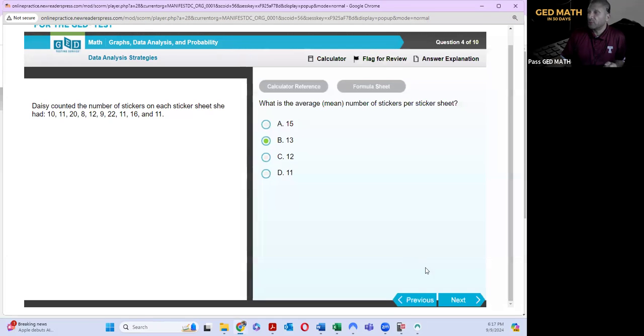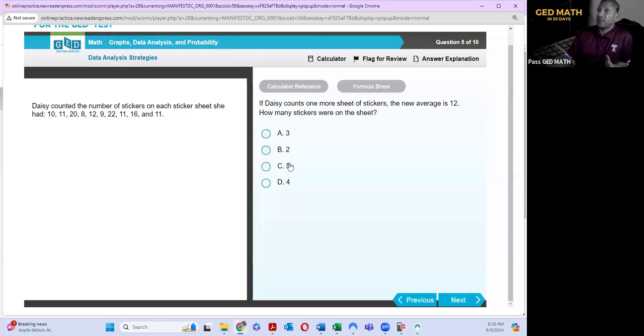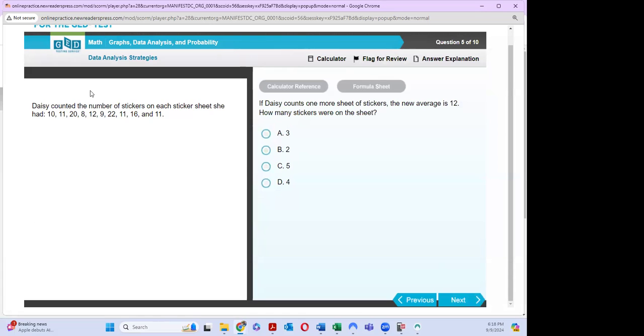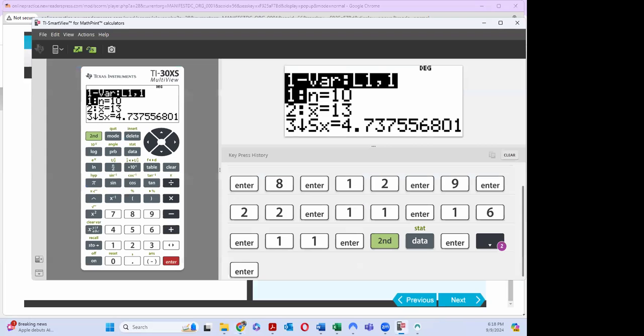So we said our average was 13. Let me see if I can find one with a missing value. I haven't used this site since they added these new questions, except for the everyday. Here we go. If Daisy counts one more sheet of stickers, the new average is 12, right? So those two questions, the previous question and this question, are related. So what we did was we already had the total. Let's see. No, we didn't have the total.